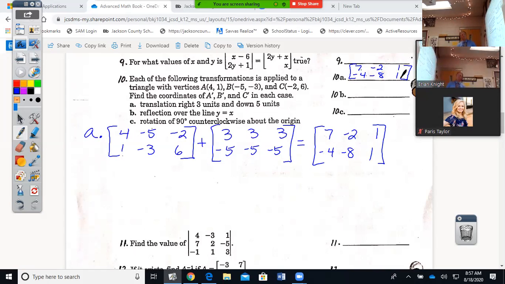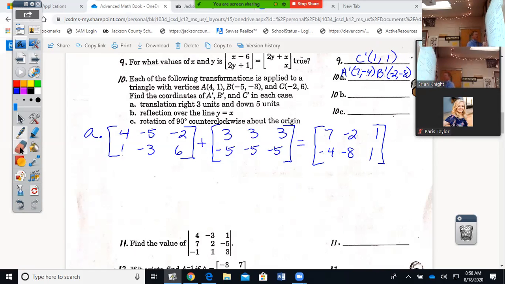Easy enough. You can even write them like this if you want to. A prime, yeah, that's actually probably better. And you can probably fit it better, actually. A prime is 7, -4. B prime is -2, -8. And I'll just write it up here. C prime, because I can't write on myself. C prime is 1, 1. Okay. Look, write it like that. That's better. Everybody good? All right.